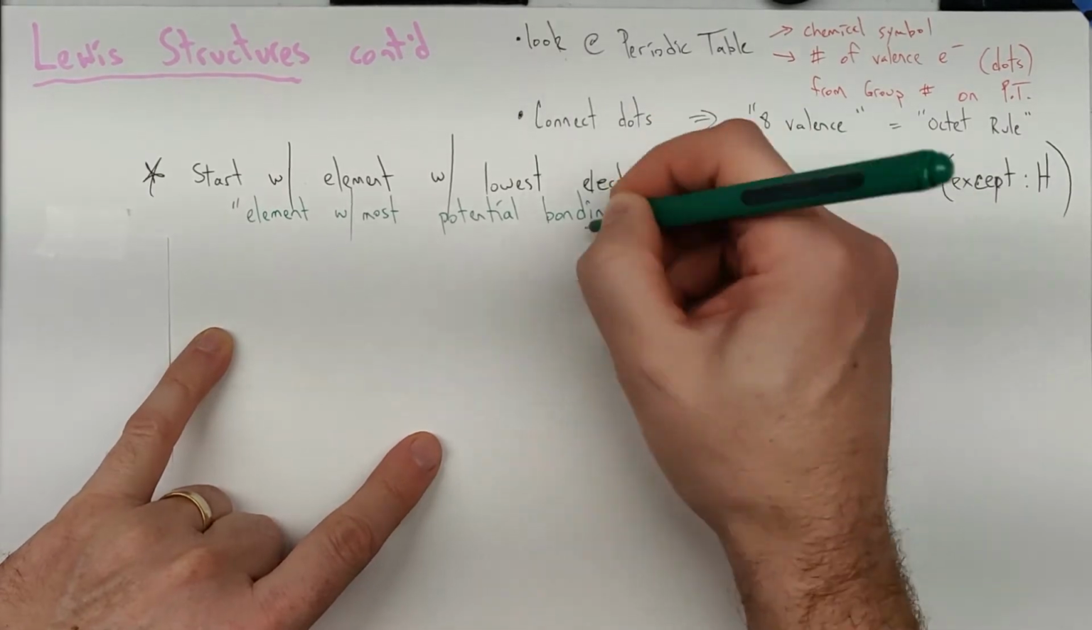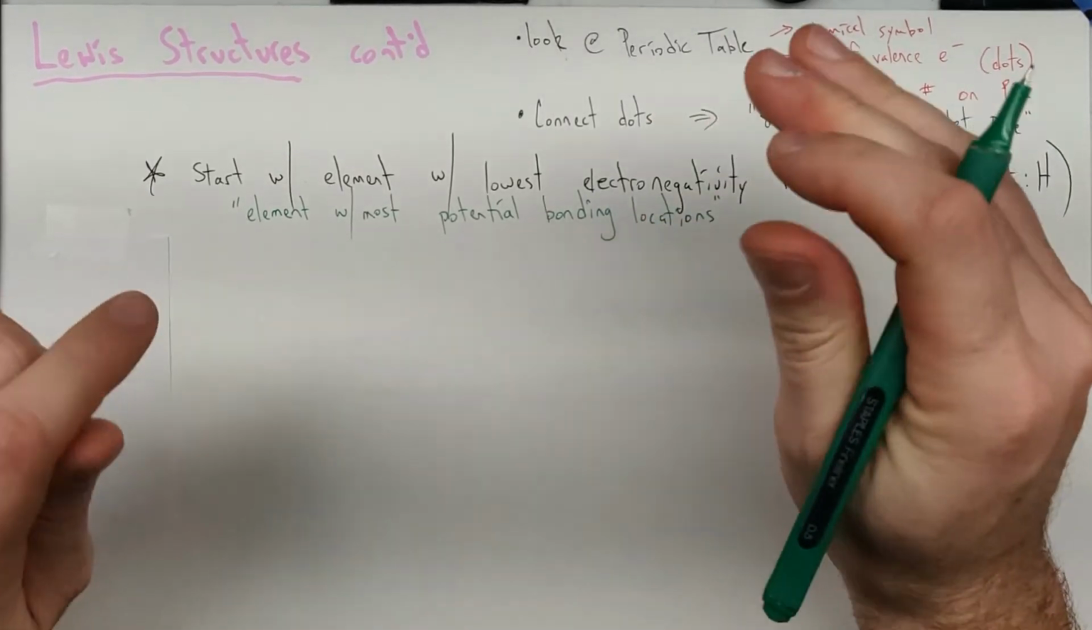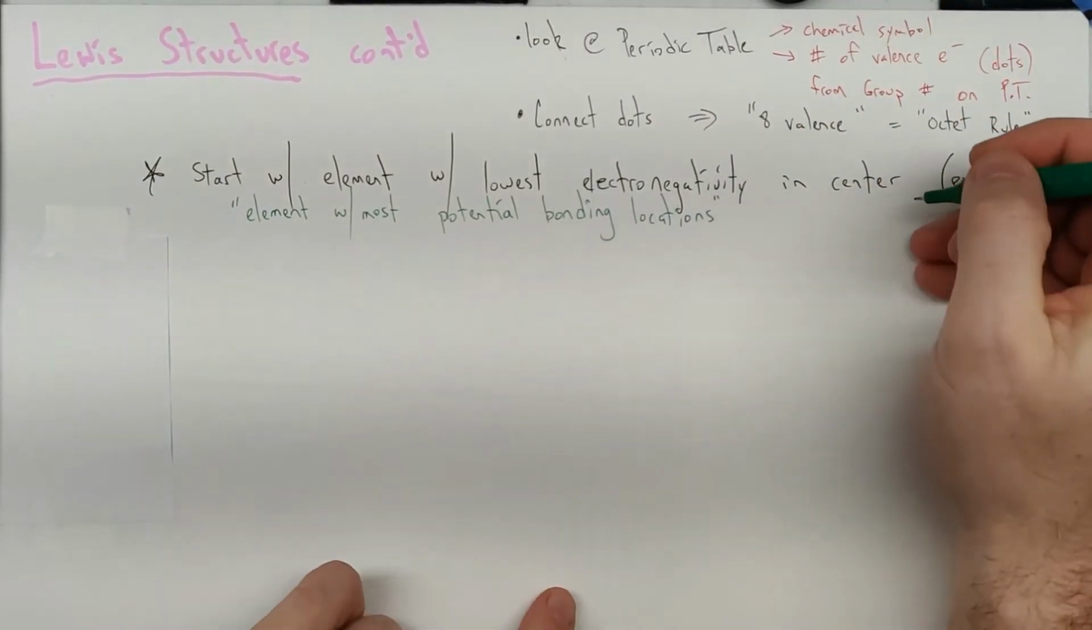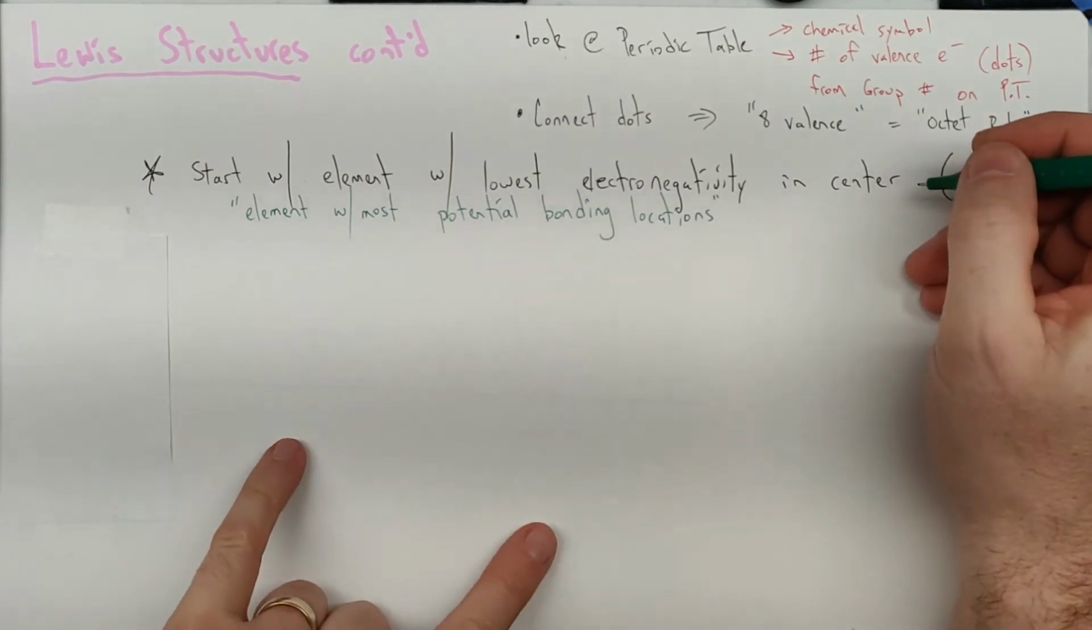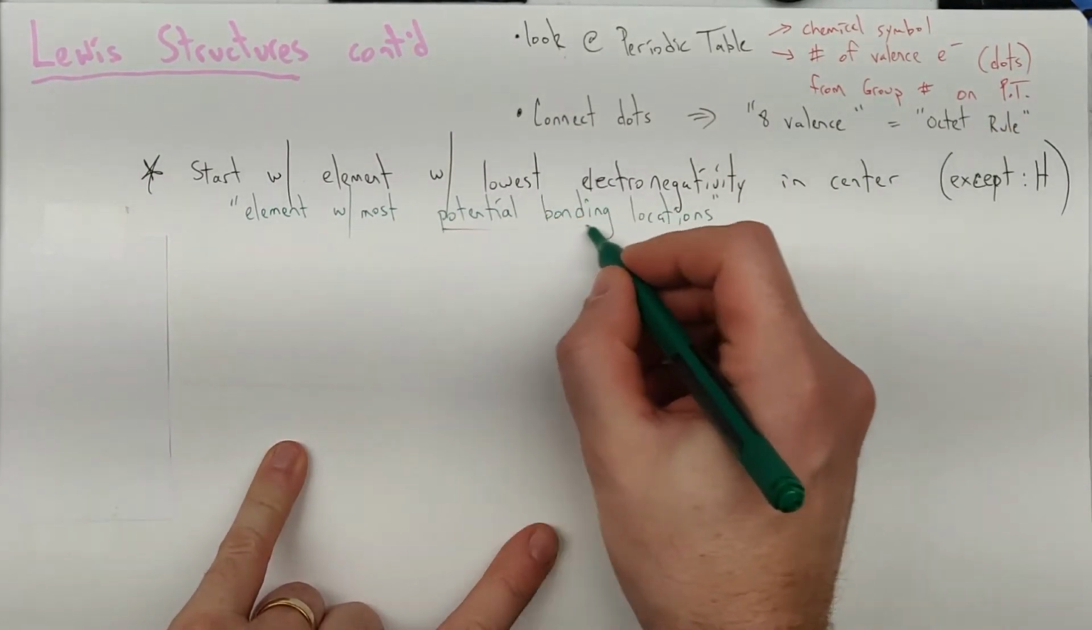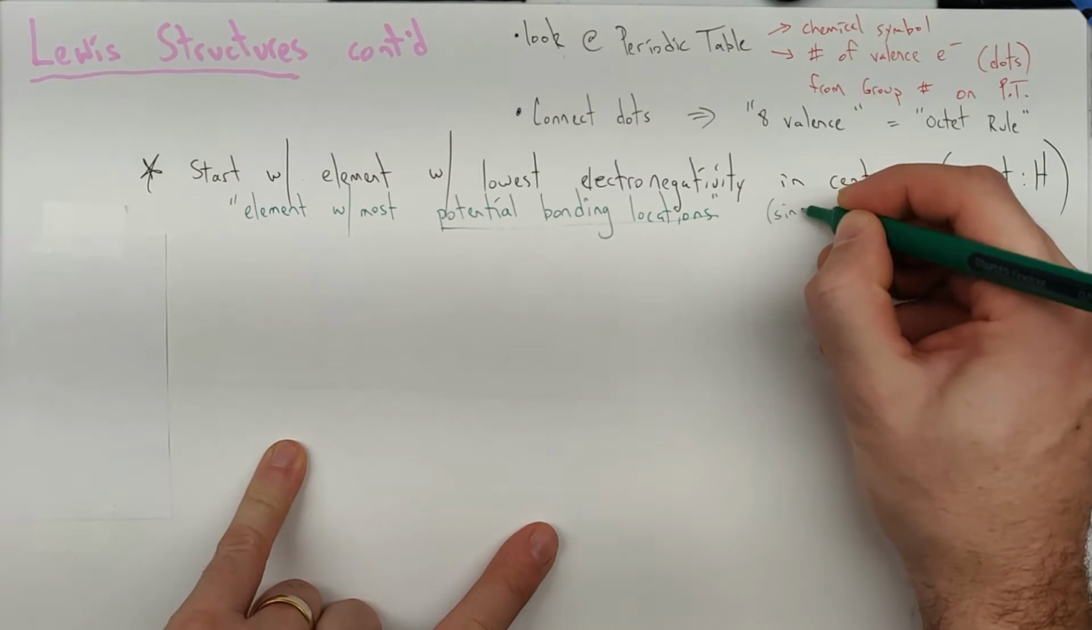And I'm not saying that either of these rules is written in stone, but once you get the hang of these, it literally is just connecting the dots and stop trying to outsmart yourself. And by potential bonding locations, we're talking about single dots, right?